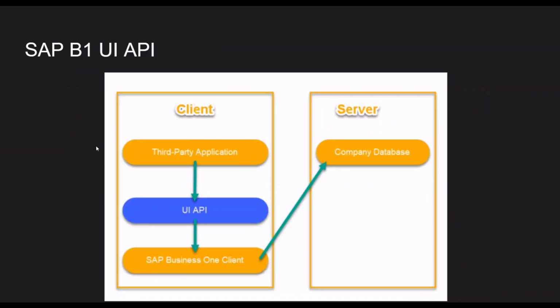Then we will take a look at the UI API. The third-party application can directly interact with the UI API. The UI API is basically the user interface API, which provides objects and methods to access screen objects for the user interface, provides access to the internal system events and user events, and provides the ability to modify or add menus, windows, or fields in existing forms or new forms created in the add-on. It provides one integrated user interface in the SAP Business One client, and the client is directly connected to the company database, right?